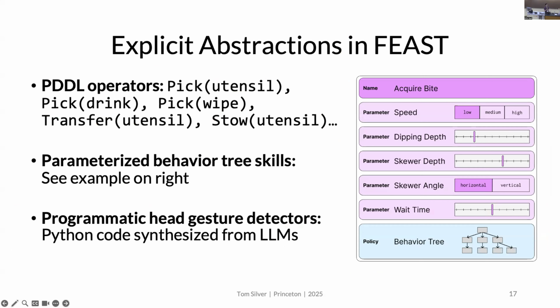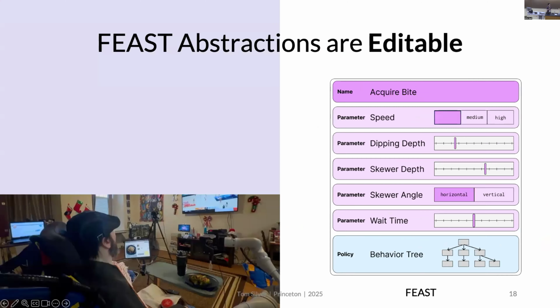So nothing fancy here. We just have a couple of classic explicit abstractions. We have PDDL operators for sequencing together high-level skills. The skills themselves are implemented as parameterized behavior trees. For example, on the right, we have this acquire bite parameterized behavior tree for getting a bite of food. It has parameters like speed and the depth that the robot should dip a food item into a sauce, among other parameters. And we also have these programmatic head gesture detectors, and I'll talk about those more in a second.